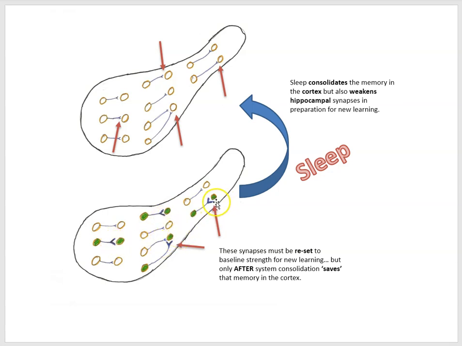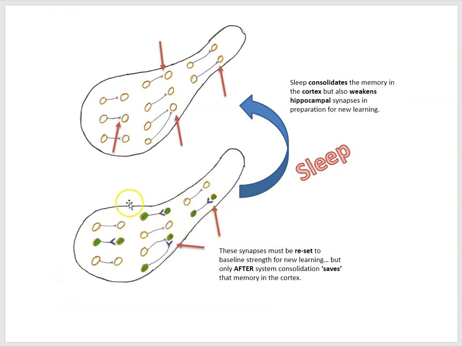And once synapses get to a certain strength, you can't strengthen them anymore. But if all of these hippocampal synapses get saturated, get maxed out, then the hippocampus will not be prepared to learn anything new. So we've got to have a hippocampus that has baseline strength synapses that have the potential to be strengthened for new learning.